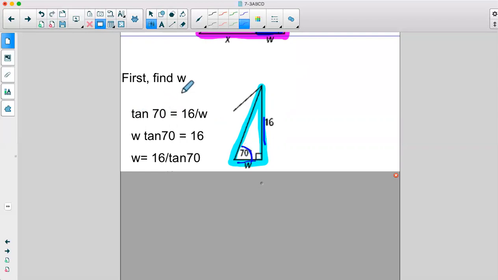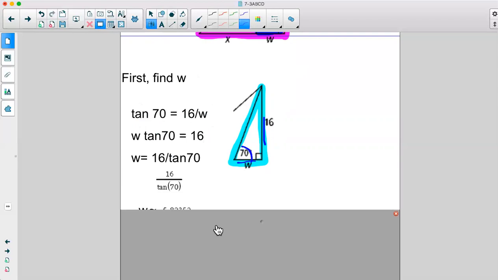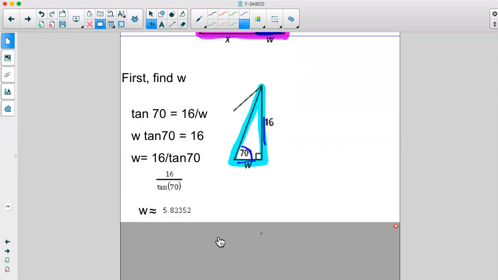Tangent of an angle equals the opposite leg, 16, over W, the adjacent leg. W's in the denominator, so we multiply both sides by W, and then divide both sides by tangent of 70. And then we'll use our calculator to get our approximation for W. W is approximately 5.8232. All right.